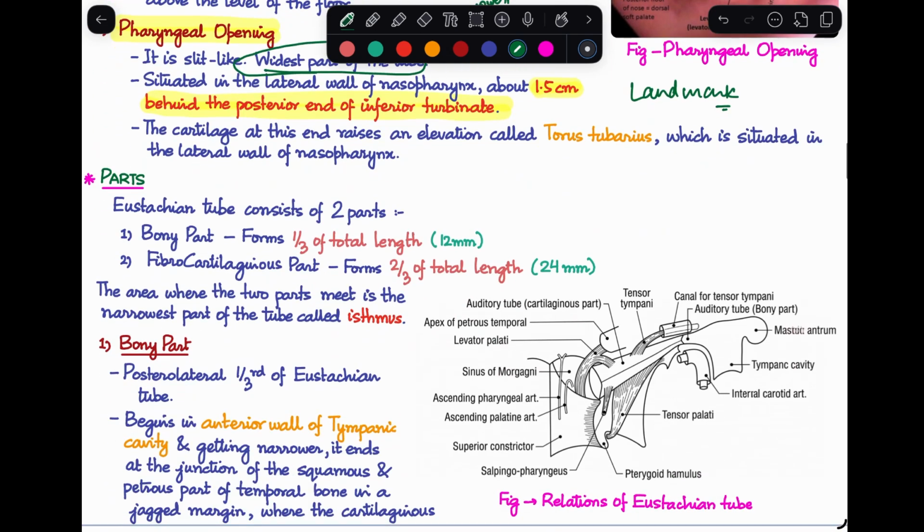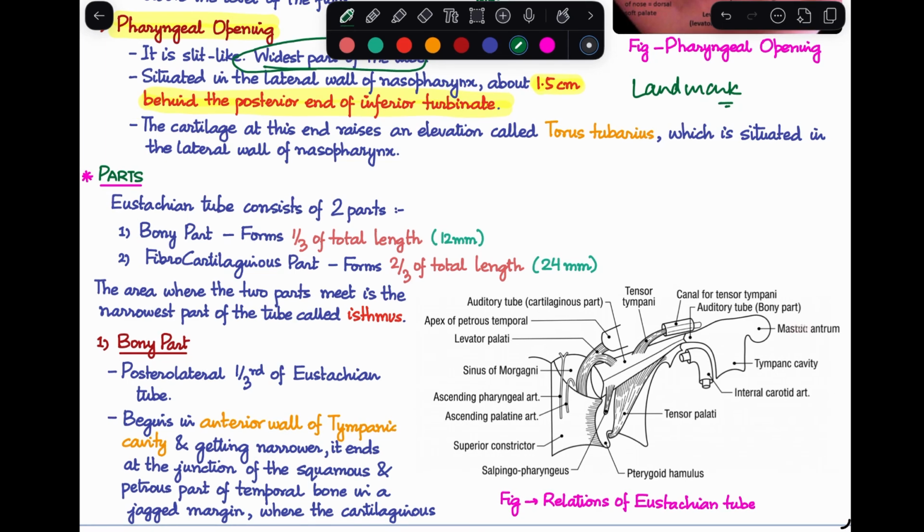Next, we are going to talk about the different parts of the eustachian tube. Coming to parts, the eustachian tube has two parts, as I have mentioned before. We have the bony part and then we have the fibrocartilaginous part. The bony part forms about 1/3 of the total length of the tube, which is about 12 millimeters, since our total length was 36 millimeters. And the fibrocartilaginous part forms 2/3 of the length of the tube, which is 24 millimeters.